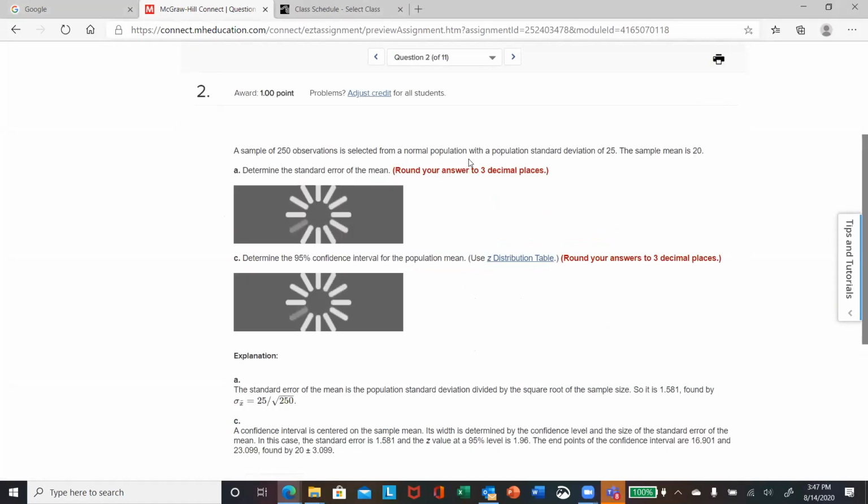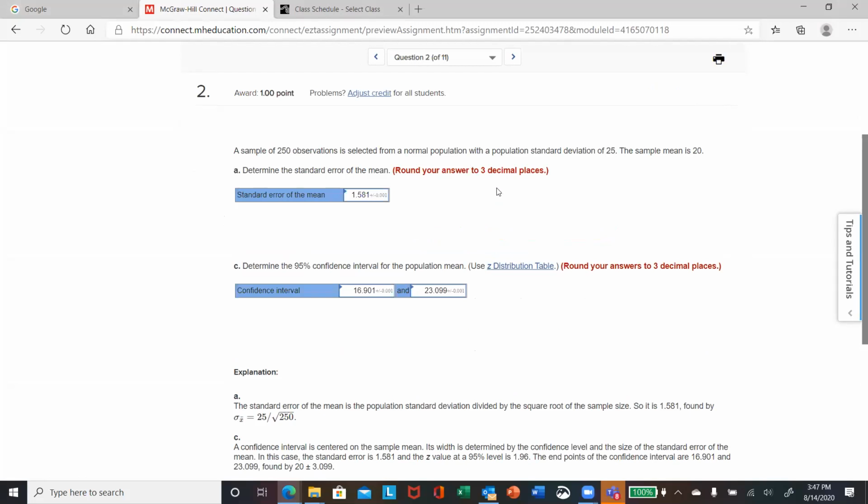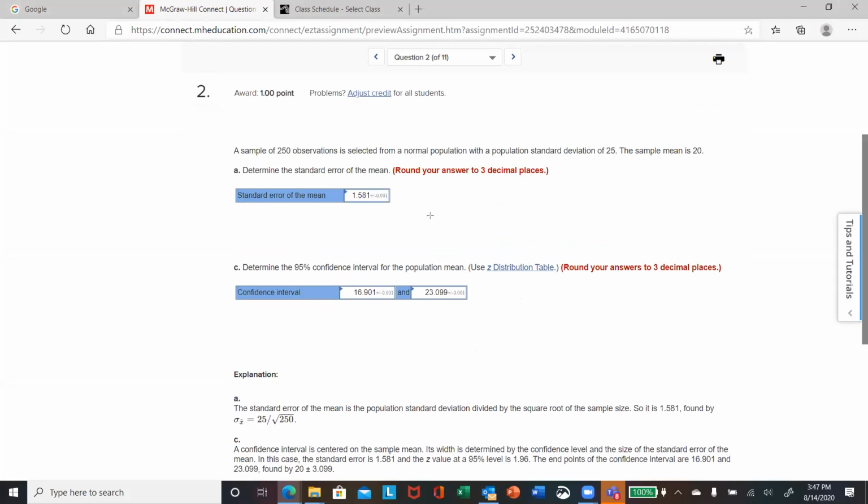Let's check out number 2. Some of this is a little bit of review. They want the standard error of the mean, and notice that's your sigma divided by the square root of n. They give us sigma, which is 25, and our sample size is 250. So our standard error is 25 divided by the square root of 250. They took this out to 3 decimals, that's fine, 1.581. So we've got our standard error.